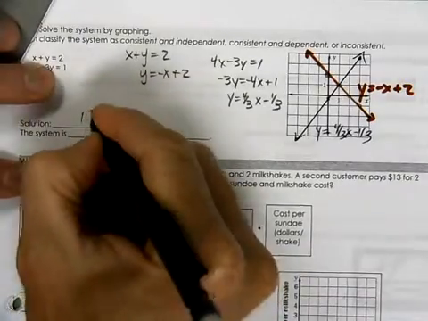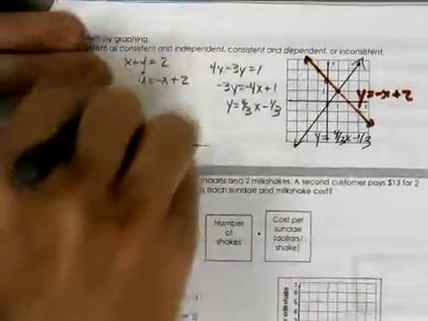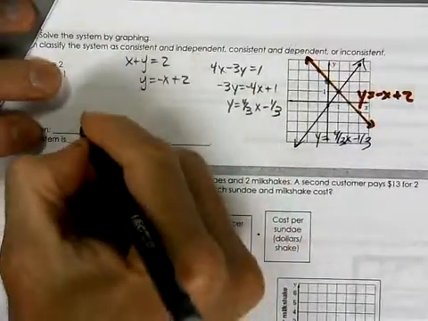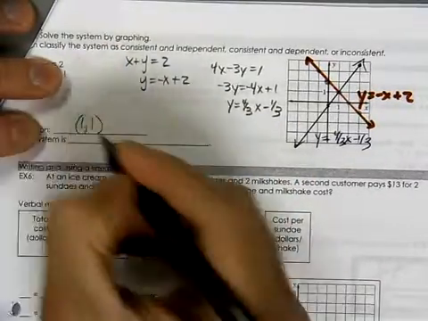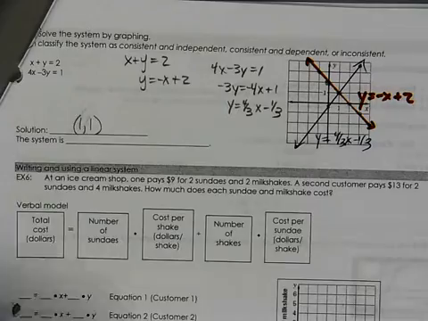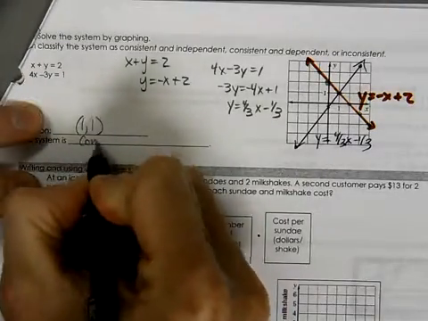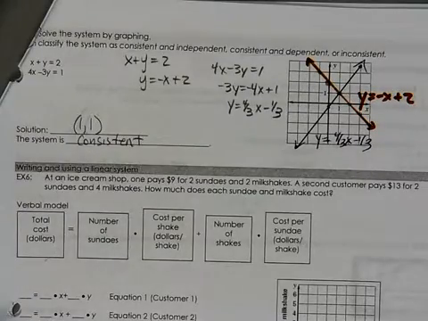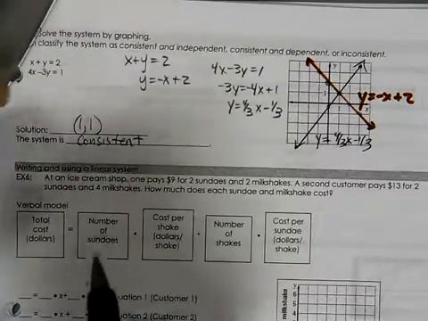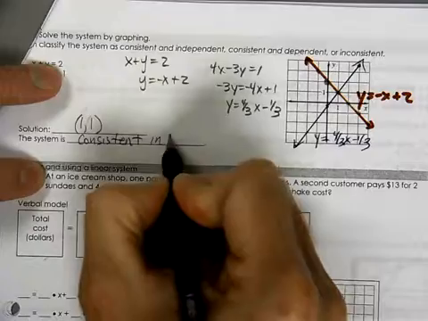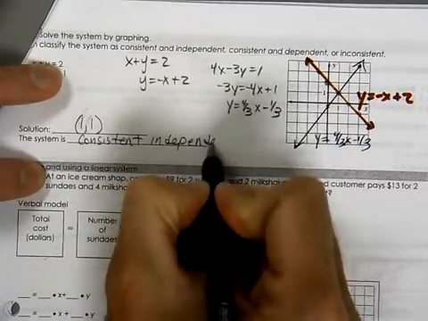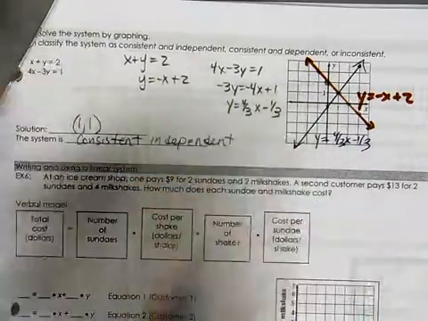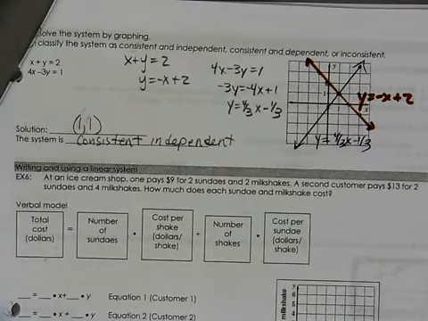The solution is (1, 1). It's consistent because it crosses at least once, and it's independent because it crosses exactly once.